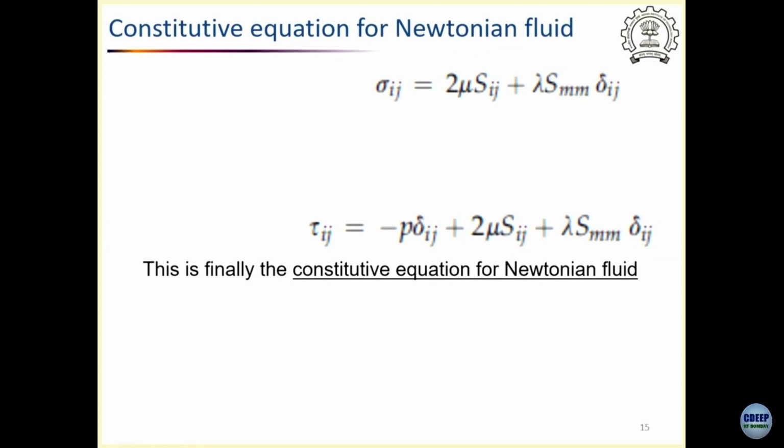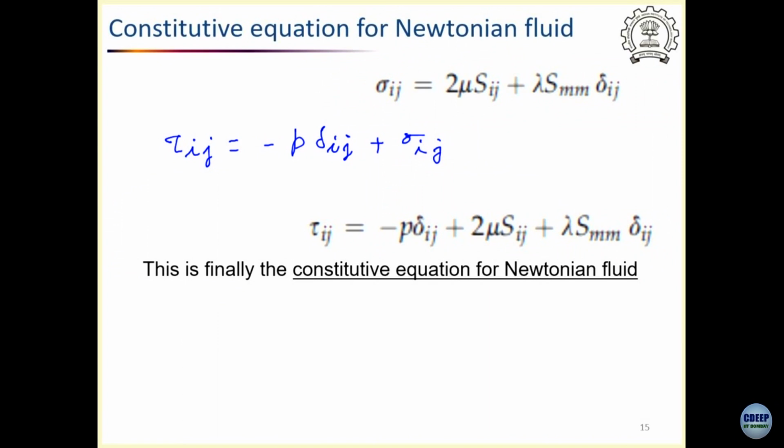Now we can expand it and write the final relation between the stress and the strain tensor. You can recall what tau_ij was: the pressure part, which is the normal stress part, plus sigma. So if you want the relation between the stress and the strain tensor, this is what you get: tau_ij equals minus p delta_ij, which is the pressure part, the normal stress part, plus 2 mu S_ij plus lambda S_mm delta_ij. This is finally the constitutive equation for a Newtonian fluid.